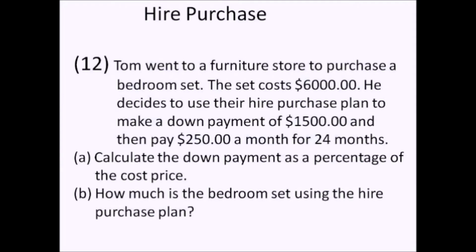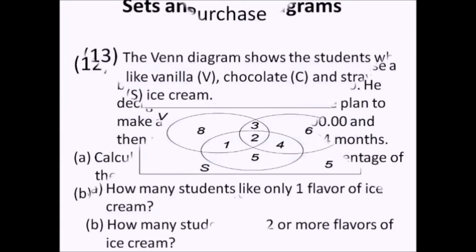Don't let that get you nervous, guys. Just do it. I'm telling you what you have to do. Calculate the down payment as a percentage of the cost price. Put your numbers in. Work out that percentage. Put it in. You can do that. And then find the cost of the hire purchase plan for the bedroom set.